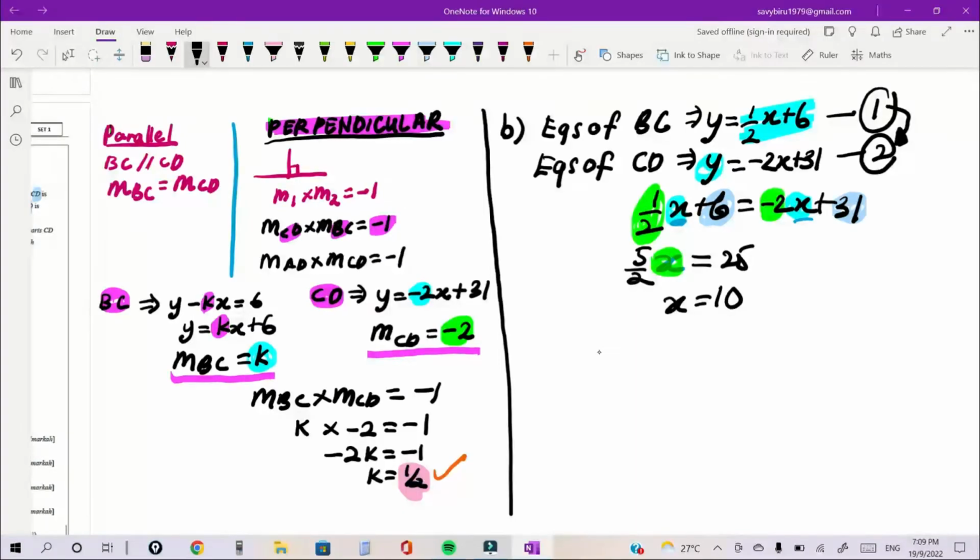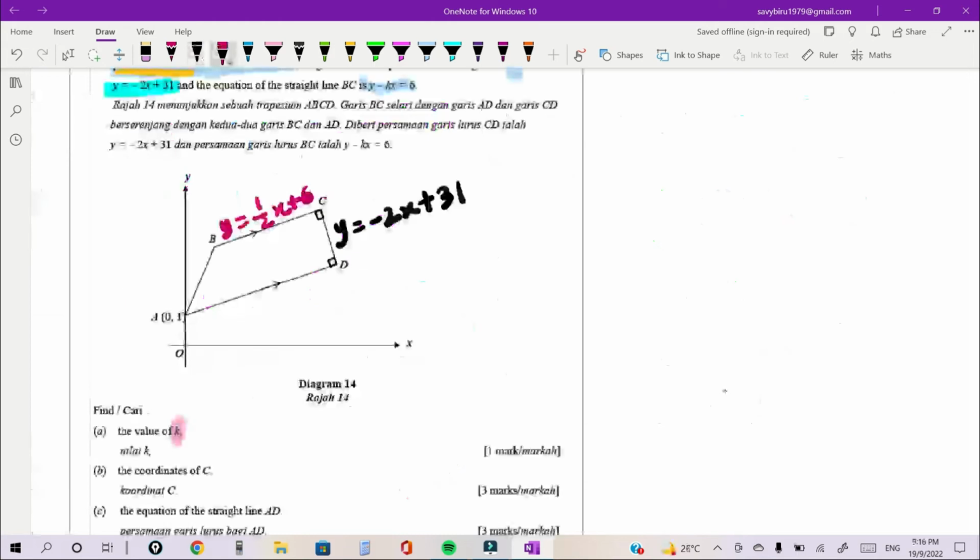After you get x, you can find y. Substitute. You can choose to substitute in either the first equation or the second equation. Let's say you substitute in the second equation: y equals -2x plus 31. Your x right now is 10. Put it in, then 31 minus 20 is 11. So the coordinates of the point C are (10, 11). Done.